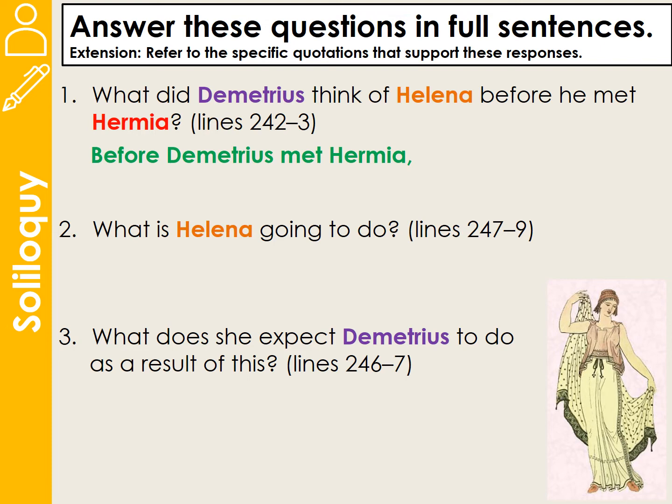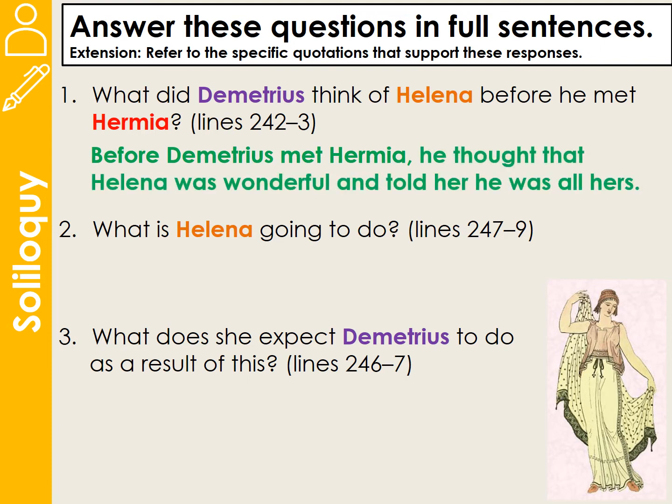So again, this is a point where we see Helena for who she is because she's having a soliloquy. This is her own thoughts and feelings. And we can see just how much Demetrius has upset her and created this persona in terms of accepting, or not being able to accept, that he's moved on to Hermia. So pause the video or stop the PowerPoint at this point, answer these 3 questions, and then come back to the next slide.